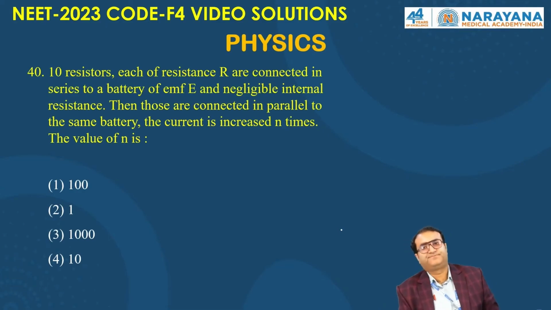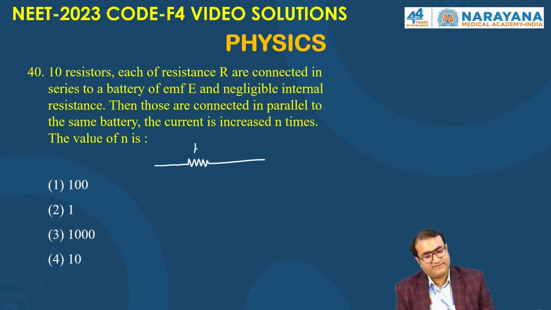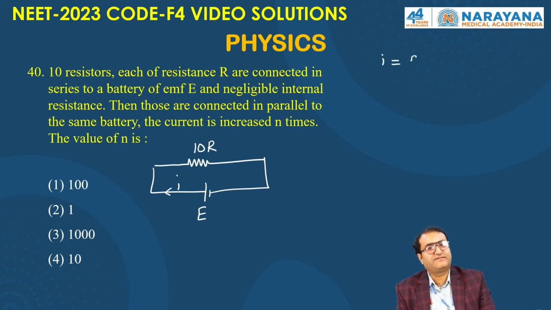Question number 40. There are 10 resistors, each of resistance R, connected in series to a battery of EMF E having negligible internal resistance. When these are connected in parallel to the same battery, the current increases n times. You have to find the value of n. So when 10 resistances are connected in series, the net resistance becomes 10R. The EMF is E and the current is I. We will write I as E by 10R.